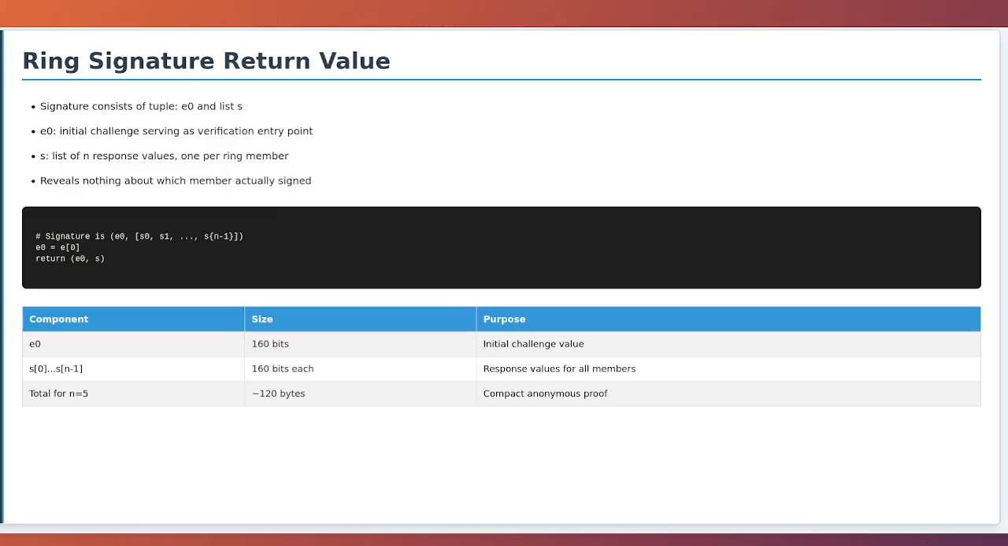Importantly, this signature reveals nothing about which ring member actually signed. The value E0 is a hash output that appears random. The response values S are all either random values we chose for simulation, or a value computed from our private key that is indistinguishable from random. An observer cannot determine which response corresponds to the real signer versus the simulated ones, providing perfect signer ambiguity in the information theoretic sense, assuming the hash function behaves as a random oracle.